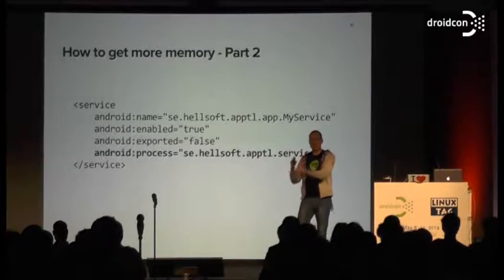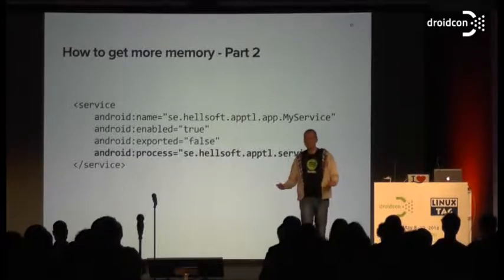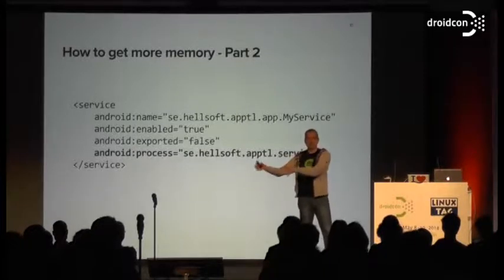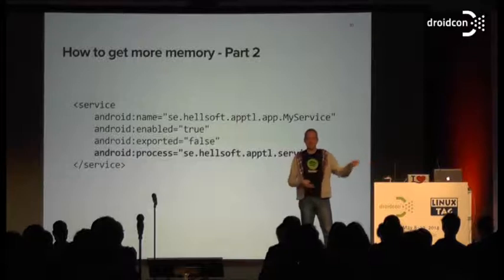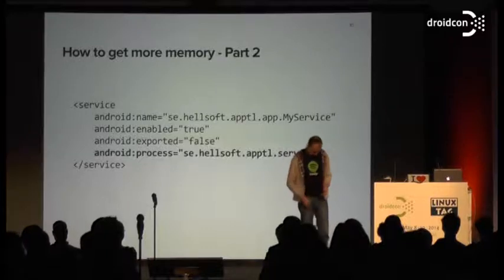If you're doing a lot of heavy processing in the background, allocating a lot of memory for processing images or transcoding video, or whatever, put that in a service in a different process and put the UI in the other process, and you are less likely to run out of memory. Okay.